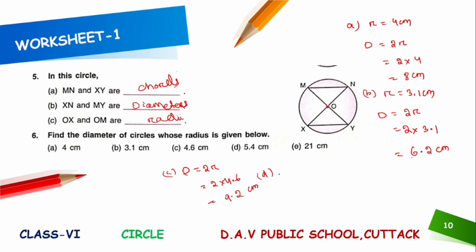Similarly, number 4, that is D. Diameter equal to 2 into 5.4. So now multiply: 2 fours are 8, 2 fives are 10, that is 10.8 centimeter. Similarly, E number. Diameter equal to 2 into 21, that is 42 centimeter. Understand? Coming to the next question.